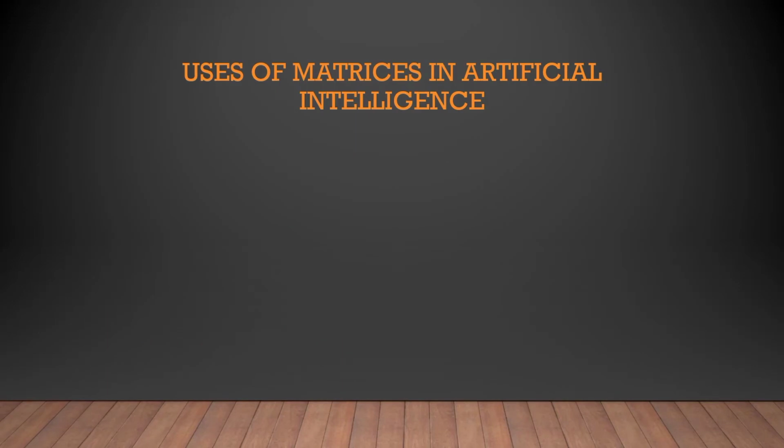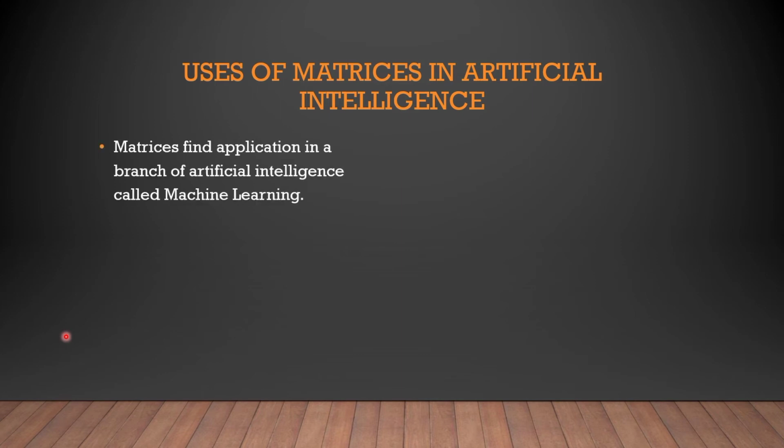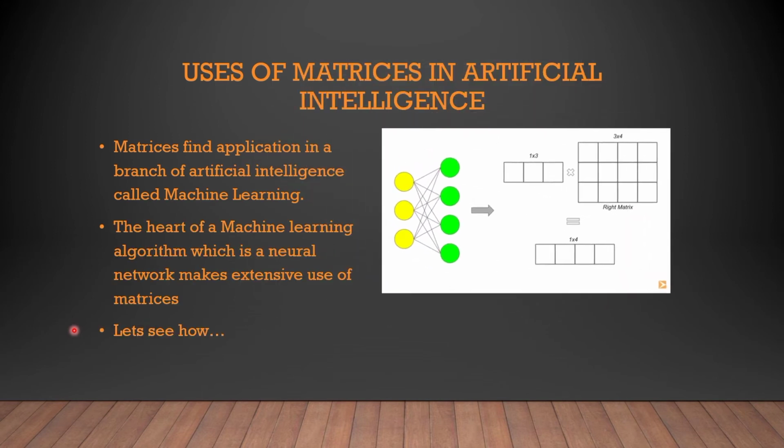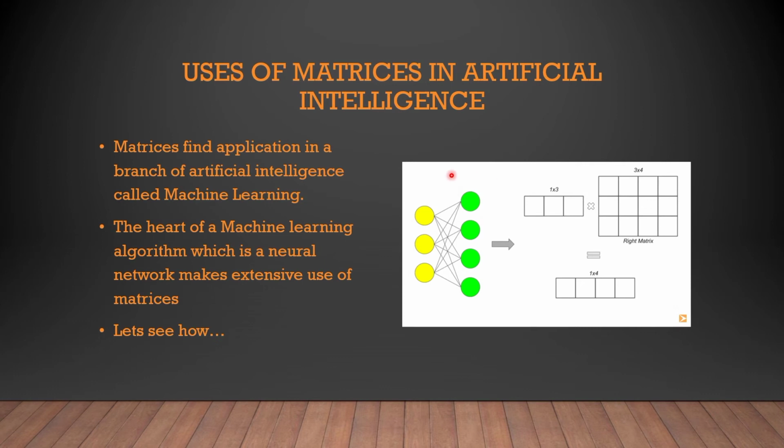Uses of matrices in artificial intelligence. Matrices find application in a branch of artificial intelligence which is machine learning. The heart of a machine learning algorithm, which is a neural network, makes a lot of use of these matrices. Let's see how. So this is a neural network with some input nodes and some neurons. The neurons and the input nodes are connected by edges, and this whole system is expressed as a multiplication of matrices.